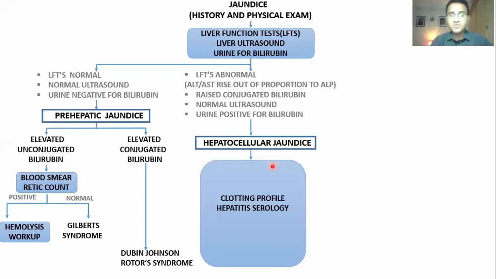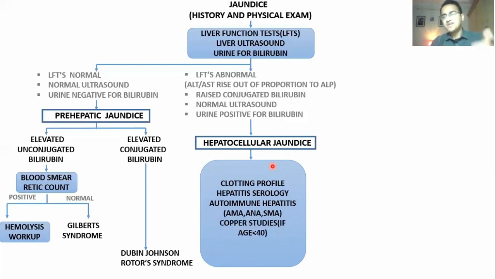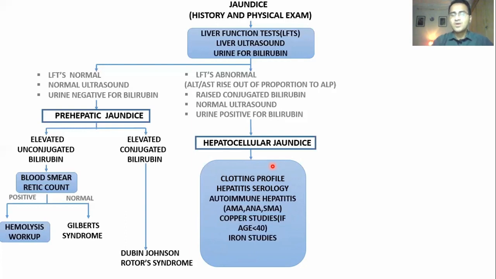You can go for clotting profile, hepatitis serology, hepatitis A, B, C, autoimmune hepatitis, anti-mitochondrial antibodies, anti-nuclear antibodies, anti-smooth muscle antibodies. You can also go for copper studies if patient's age is less than 40. If patient is young as he is having hepatitis, you can go for a simple slit lamp exam to exclude Wilson's disease. You can go for iron studies, hemochromatosis.